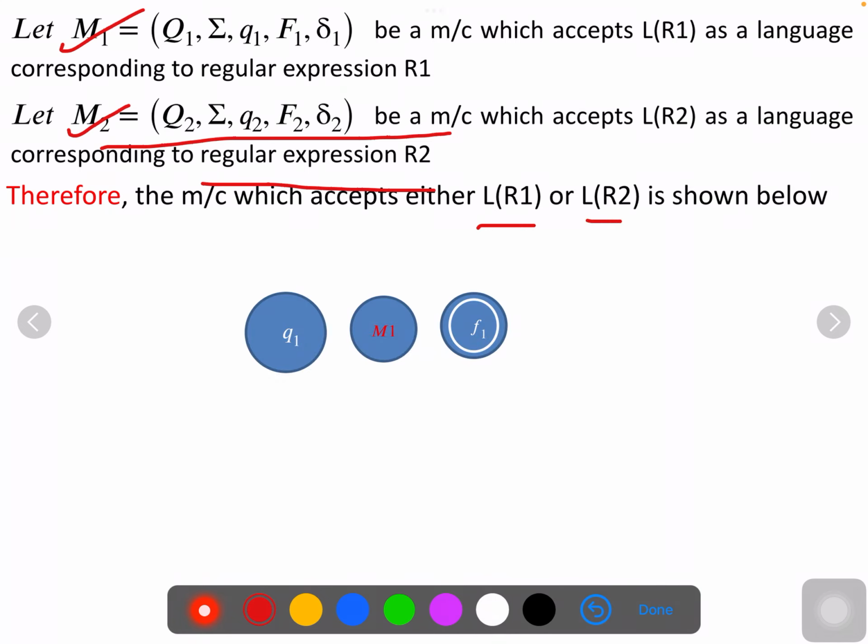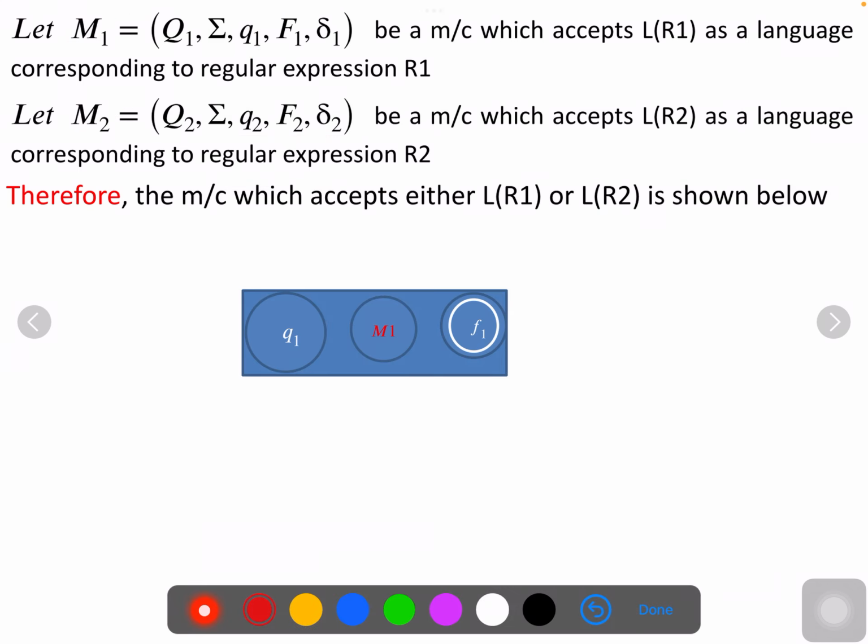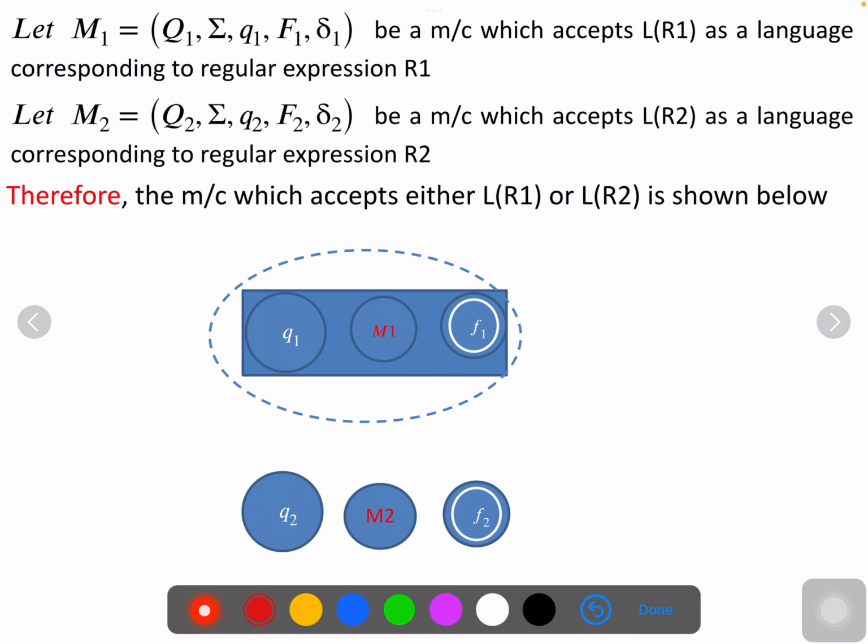How do you represent it? There is obviously a Q1. I have taken this as the initial state. Then F1 is the final state for machine 1. So this is machine 1, which is L of R1. Similarly, for machine 2, Q2 is the initial state and F2 is the final state. So this is machine 2.